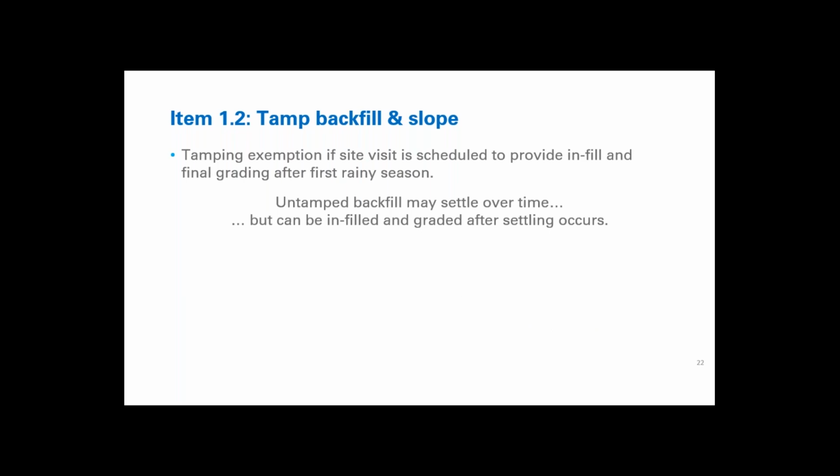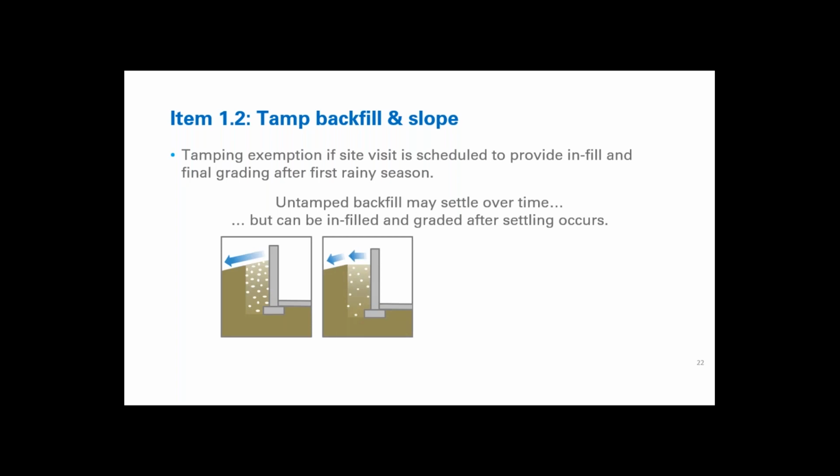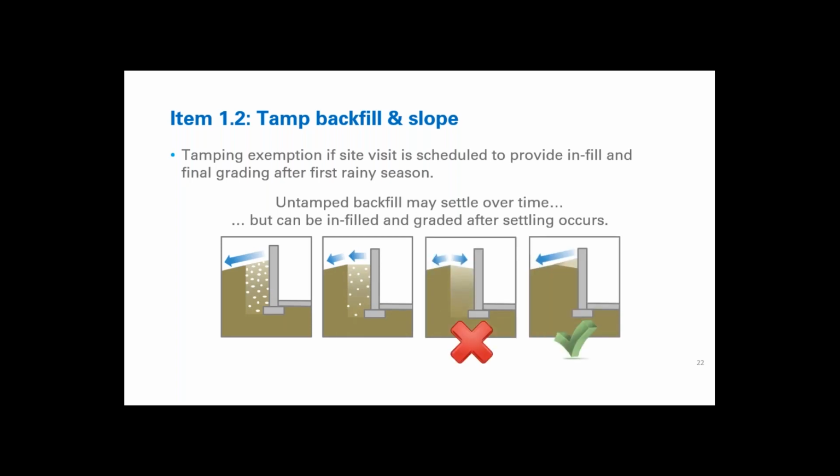The second option is to wait for the backfill to settle over time and then revisit the home to provide infill and final grading. So you can let nature take its course. You expect that whatever slope you had originally put in there will be reduced, or maybe even go down the other way, and you'll come back and add some additional on top. You'll see basically the same thing happening like I just described, and then you come back and add in to complete the triangle, so you reestablish the slope there.